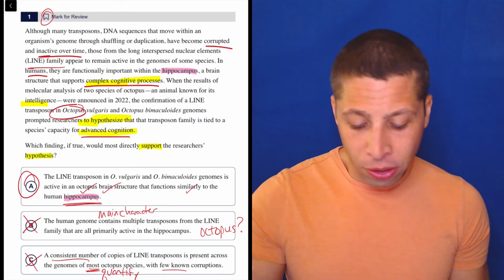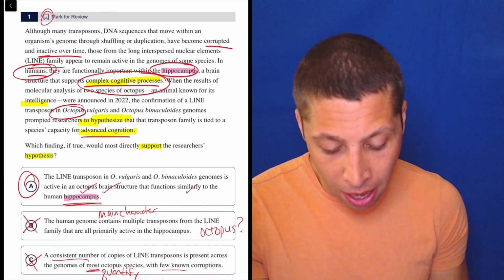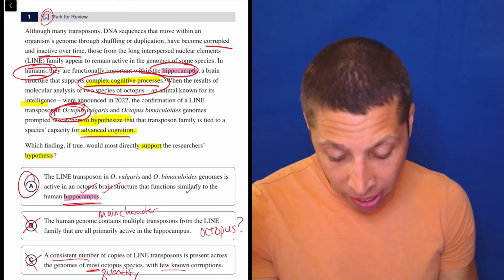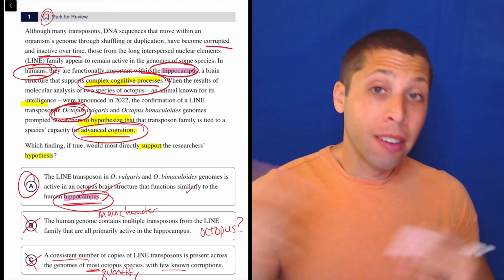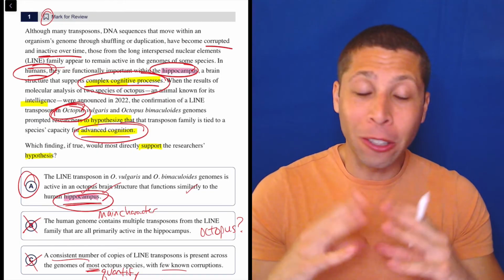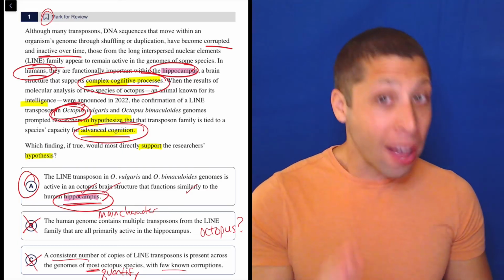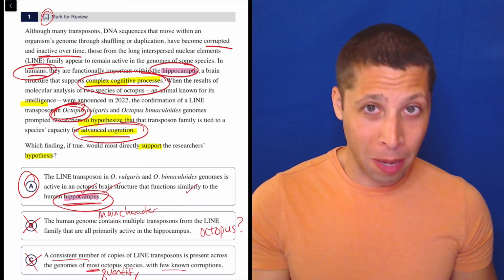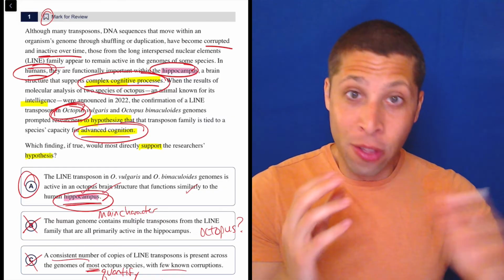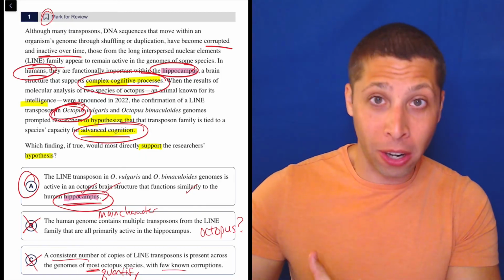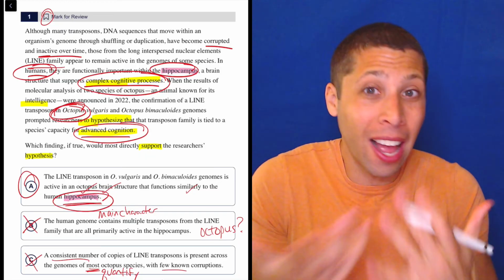So there's basically three things that are all related: humans, hippocampus, complex cognitive processes. Here we have octopus, advanced cognition, and then we get this other piece of the puzzle, the little triangle, in the choice, right? What they're saying is they don't have a hippocampus, but they have something that's similar to the hippocampus. The transposon thing is somehow related to that, and those both are somehow related to being smart, and being smart is similar in both humans and octopuses. Like, I don't get why it works.